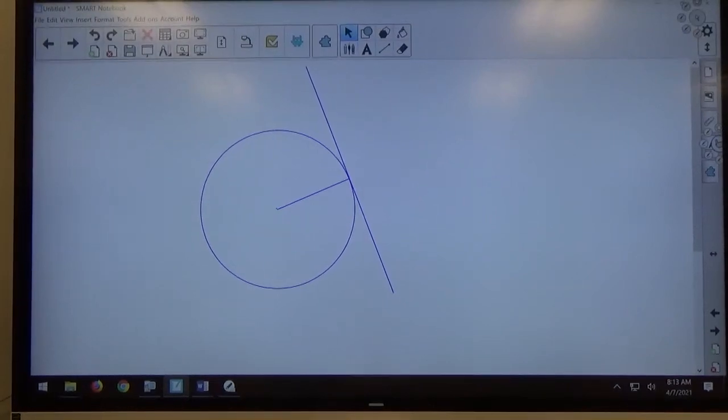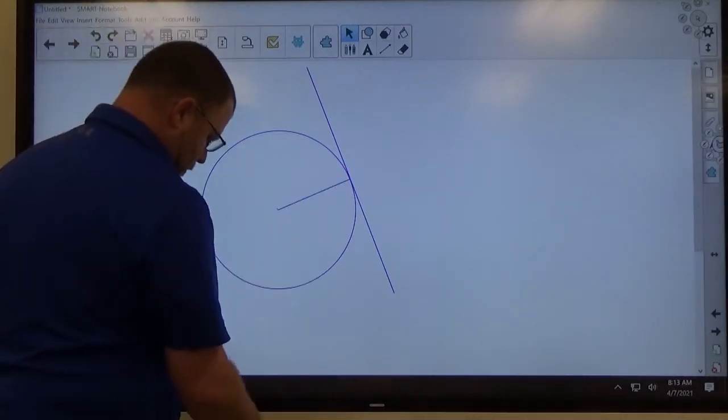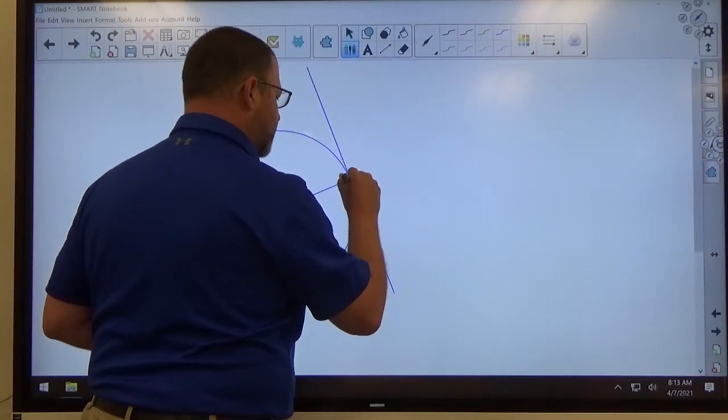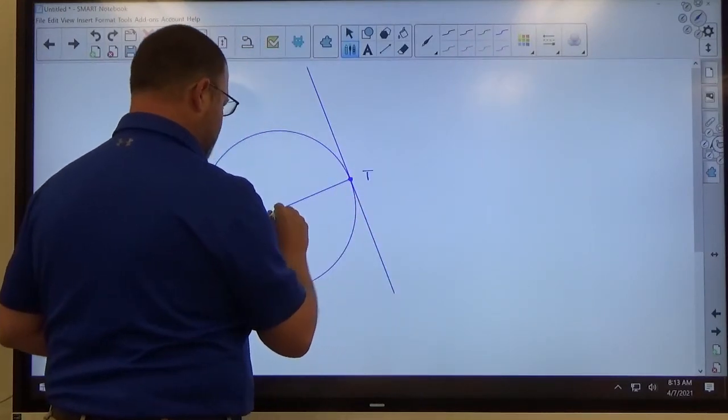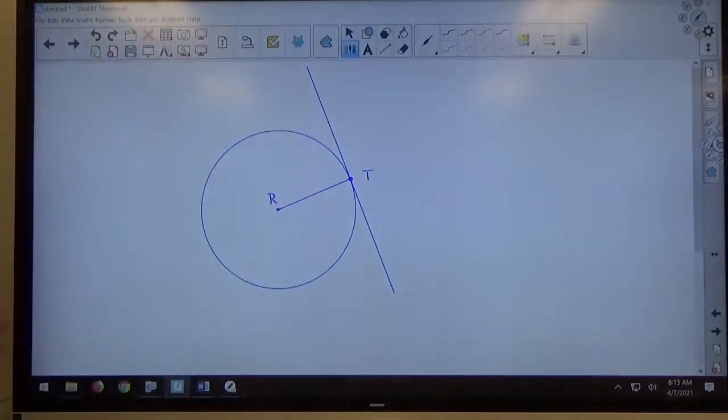So up here on the board, I have drawn a circle, and I've drawn the radius of the circle out to this point. Let's call this point T. Let's call this circle R. All right, so we have circle R, and RT is a radius of circle R.